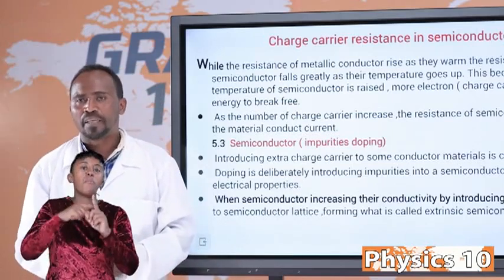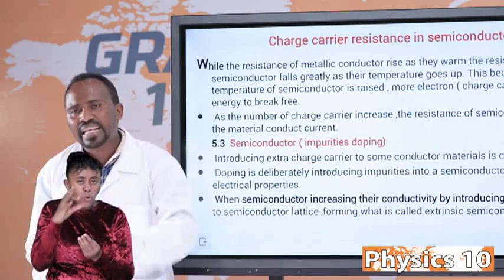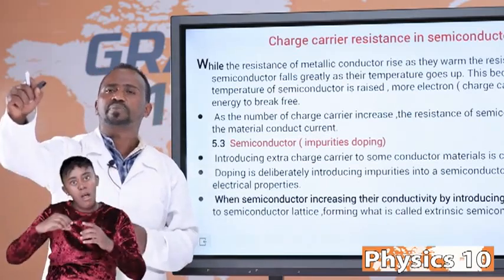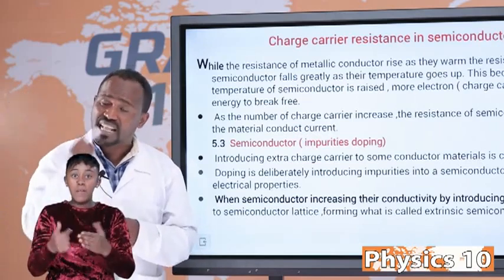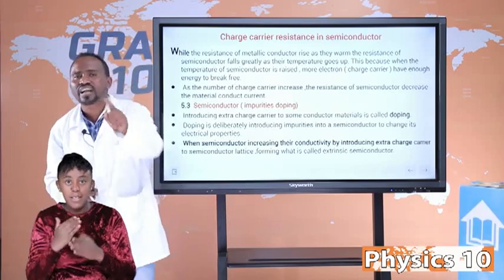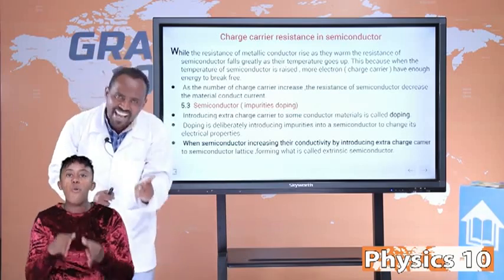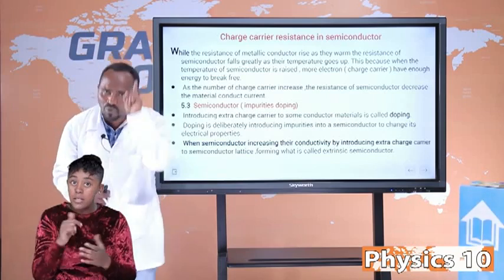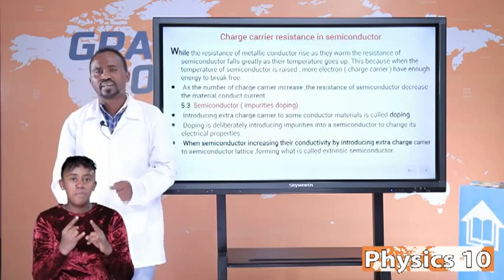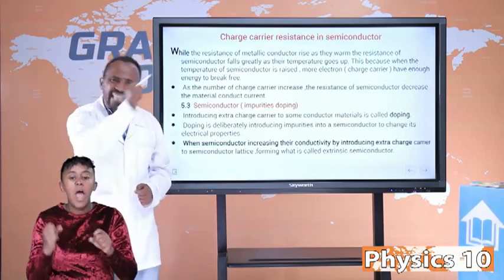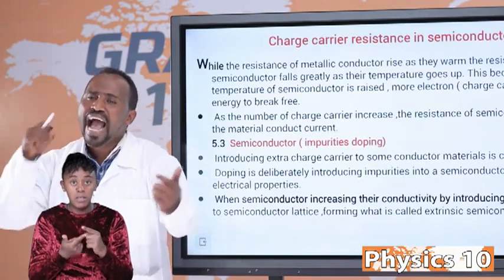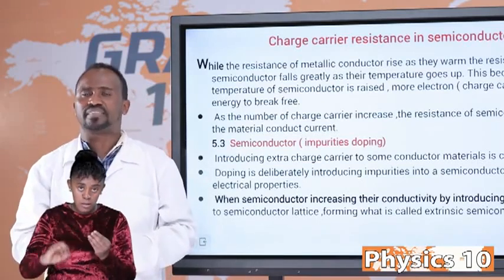Students, why? Because when we increase the temperature of a semiconductor, electrons start to be emitted from the lattice of the semiconductor. At that time, this semiconductor becomes a good conductor of electricity. That is why I say that a semiconductor becomes a good conductor by two mechanisms. The first one is applying high temperature. The next one is by adding impurity to the semiconductor.